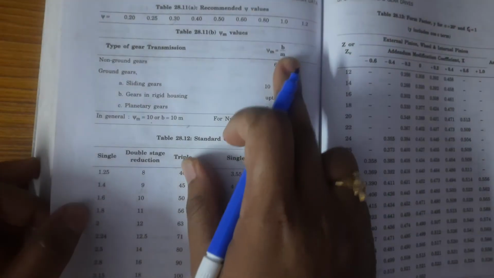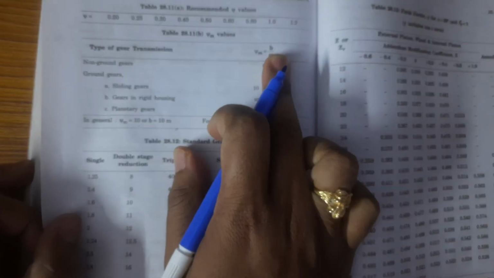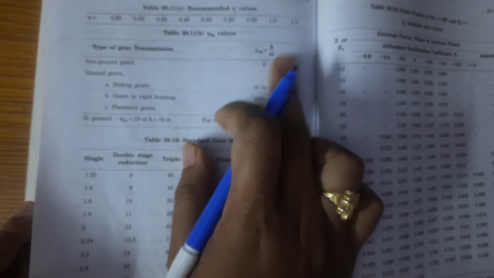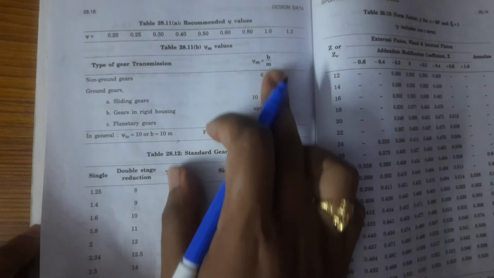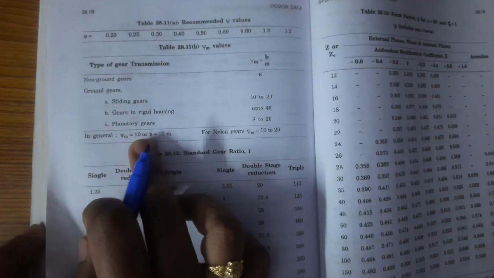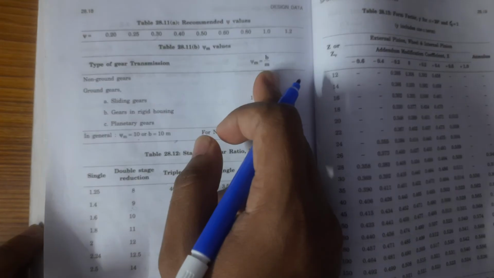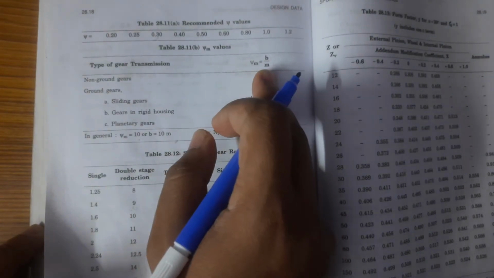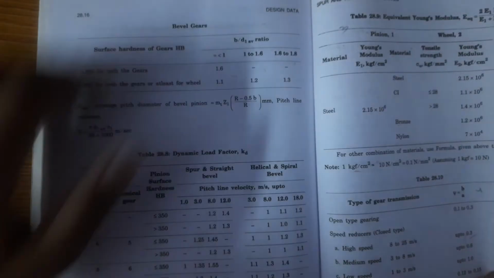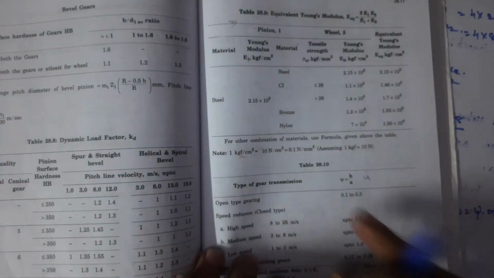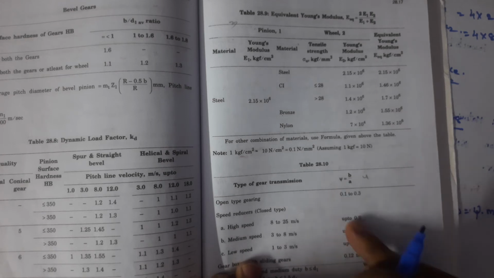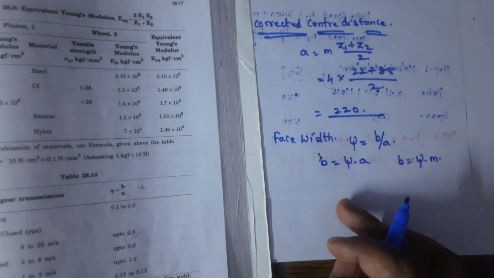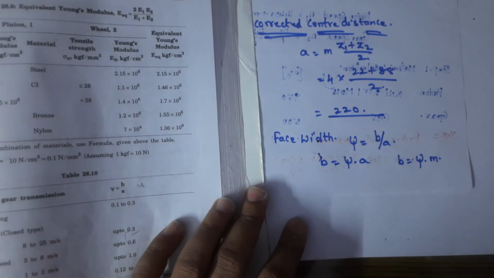So psi m is equal to b by m, where b is your face width, found from 28.18. We have already assumed the psi m value as 10 and we know the m value, so with that we can find the b value. Or else we go for psi is equal to b by a, where we have assumed the psi value as 0.3. Just do the calculation. After calculation we have to take the highest value.